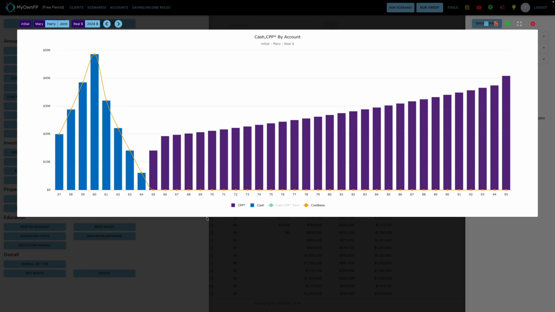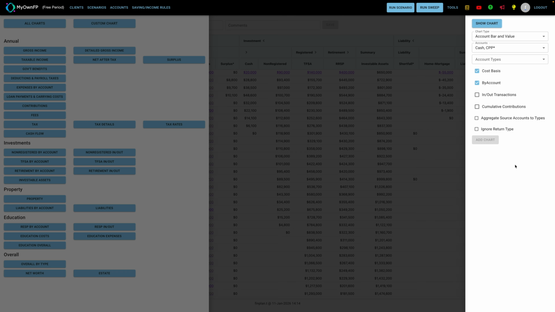So you can see, of course, Mary, Harry, you can do all that. You can put in a grid. You can do whatever you want and take a picture of it. So that's a custom account or a custom chart. You can do it by in-out transactions, what came into that account, what came out of that account. You can get the contributions and things like that. You can aggregate source accounts into types, and you can ignore the return type in some accounts. So there's just different options you can play with.